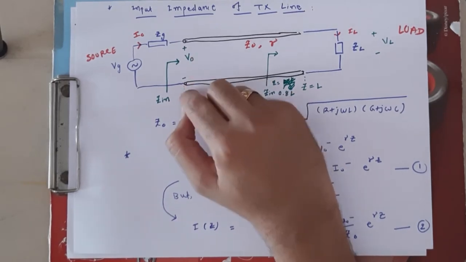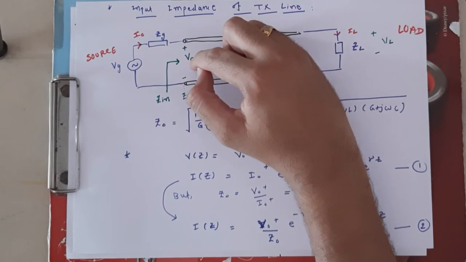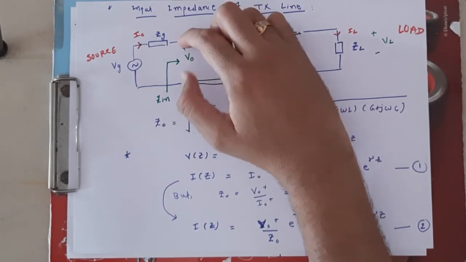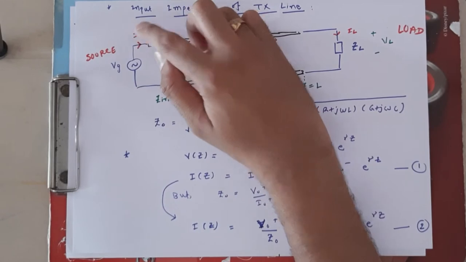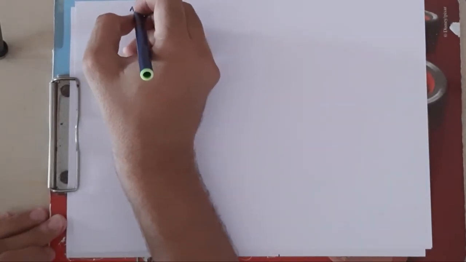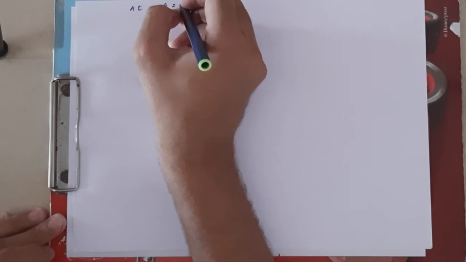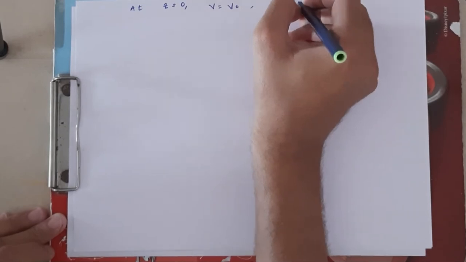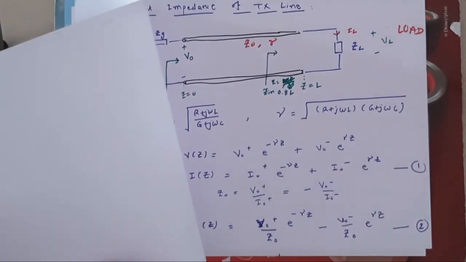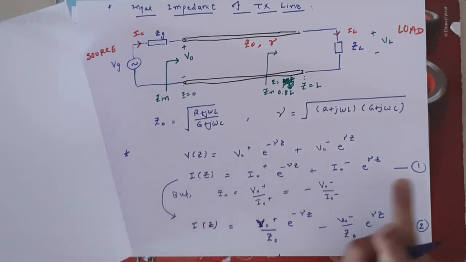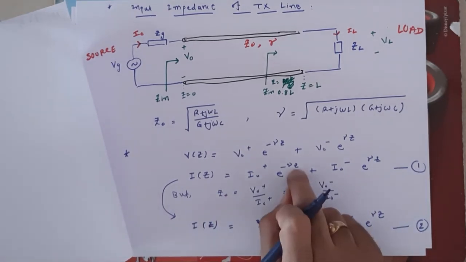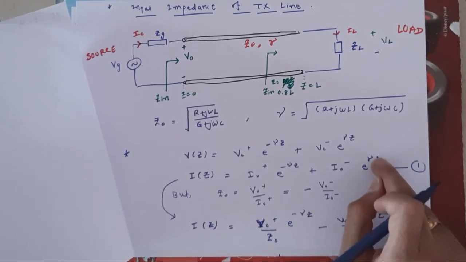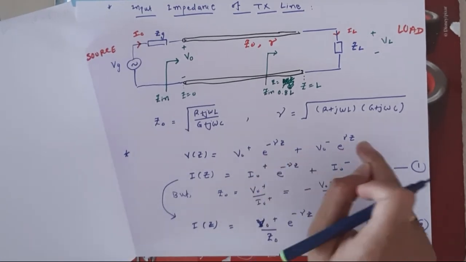If you see here at Z is equal to 0, what is the voltage? Voltage is V0. And at Z is equal to 0, what is the current? The current is I0. So I have to apply the boundary condition. We can write at Z is equal to 0, voltage V is equal to V0 and the current I is equal to I0. So I have to put all these values in our equation 1 and equation 2 and put Z is equal to 0. So e raised to 0 is 1, e raised to 0 is 1.